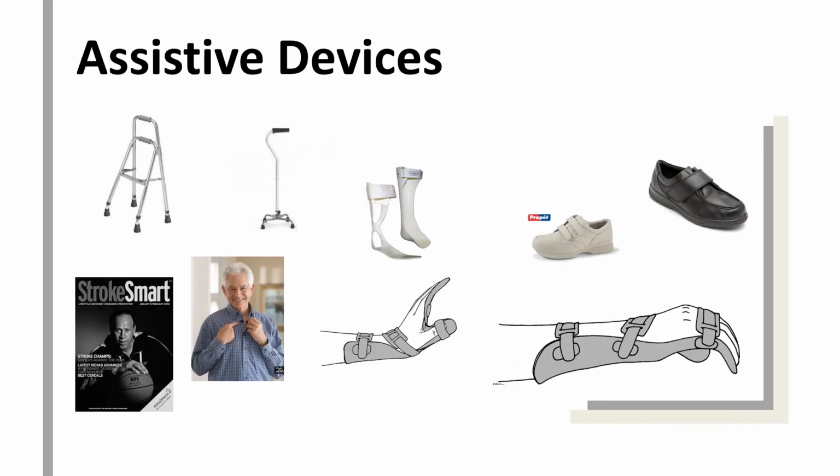In this slide, these are some of the assistive devices you may see. We have a 4-pronged cane, a walker, we have splints, we have specialty shoes, and even life alerts. So it's important to know what these assistive devices are and how they are placed on the patient.